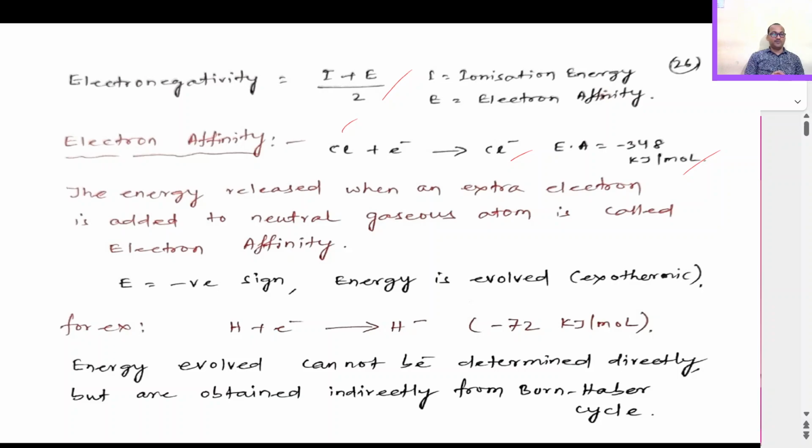The energy released when an extra electron is added to a neutral gaseous atom is called electron affinity, and the energy has a negative sign. That means it is an exothermic reaction. Similarly for hydrogen, it is minus 72 kilojoule per mole and we get the H minus ion. The energy evolved cannot be determined directly, but it can be obtained from the Born-Haber cycle.